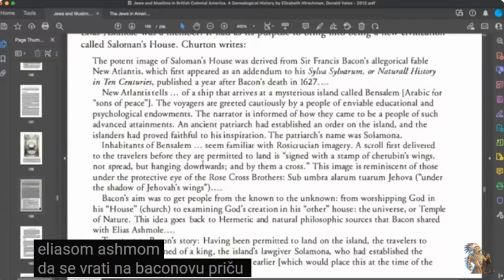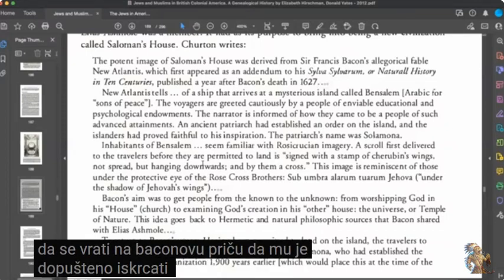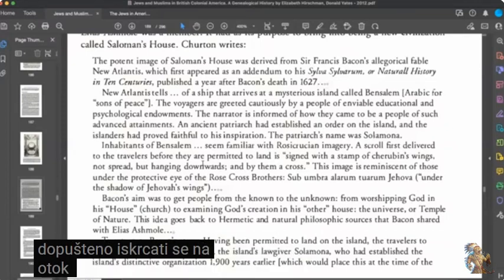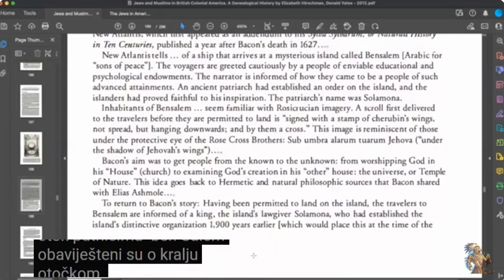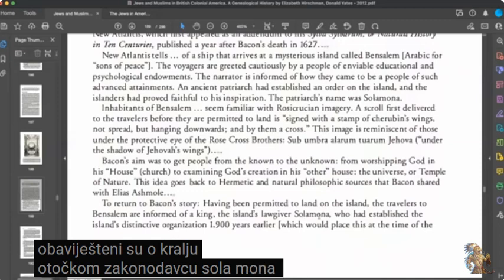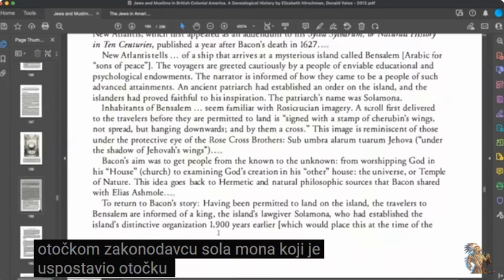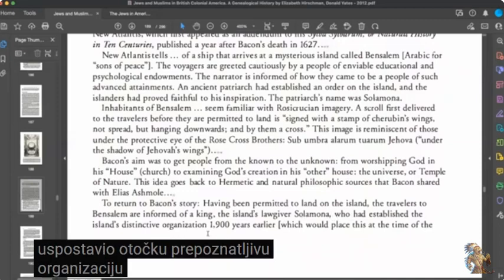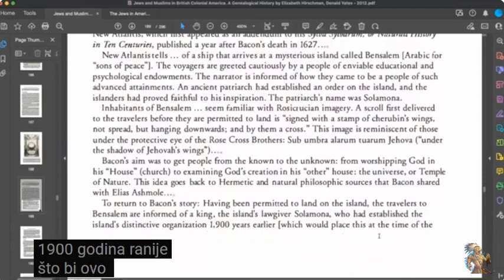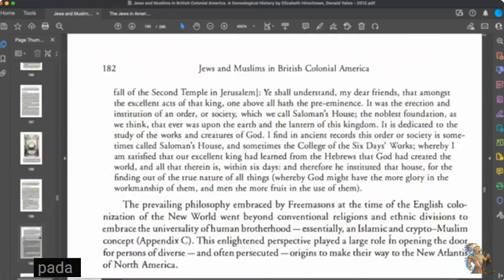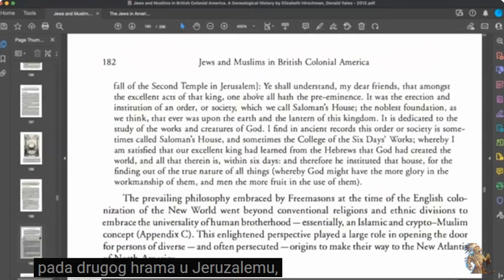To return to Bacon's story, having been permitted to land on the island, the travelers to Ben Salem are informed of a king, the island's lawgiver, Solamona, who had established the island's distinctive organization 1,900 years earlier, which would place this at the time of the fall of the Second Temple in Jerusalem.